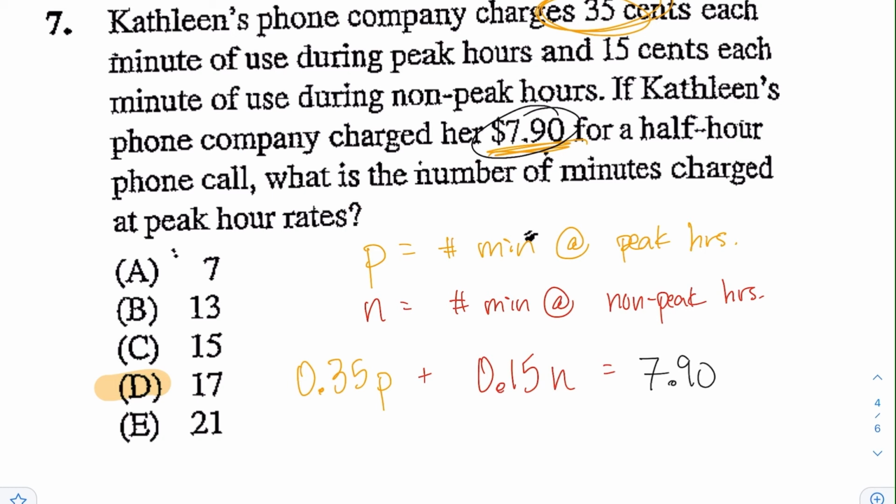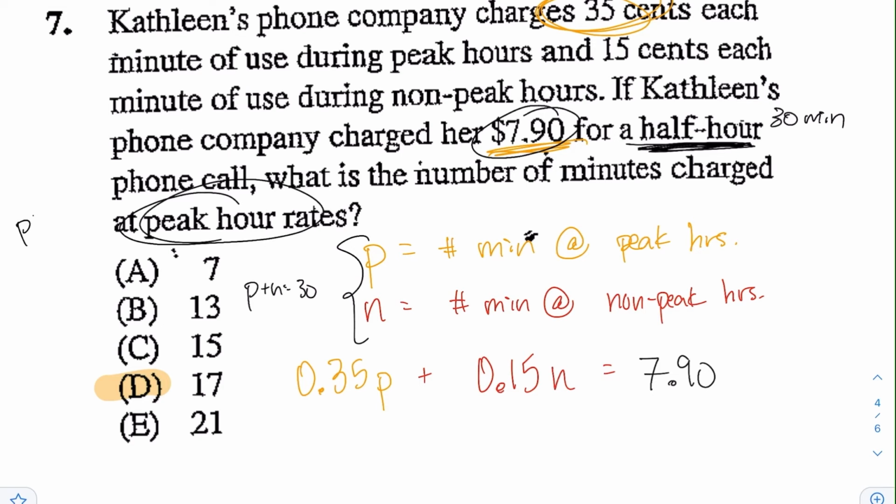Now that's one equation, and you have two variables here. Now the second equation you could use is that P plus N is equal to 30, because it's half an hour. So remember, half an hour is 30 minutes. So once you know that P plus N is equal to 30, and you want to know the number of minutes charged at peak hour rates, P is your variable of interest. I want to solve for P.